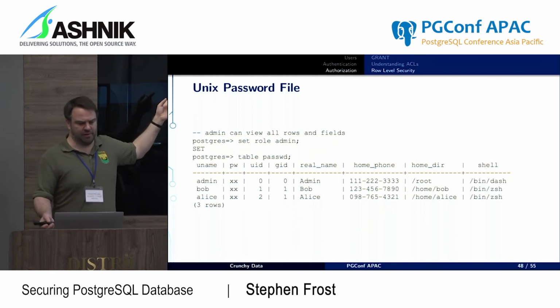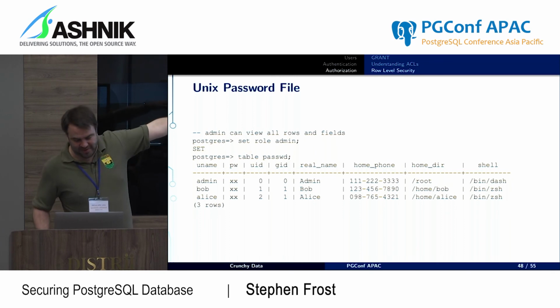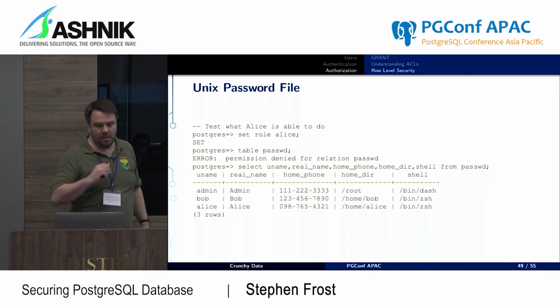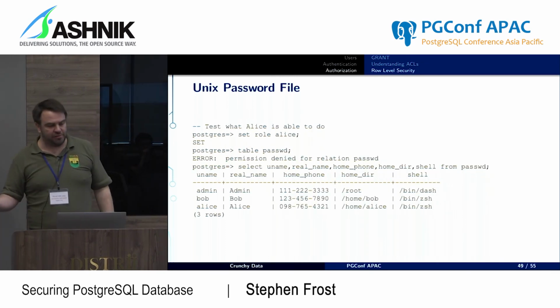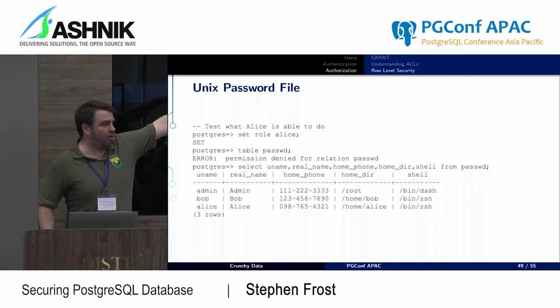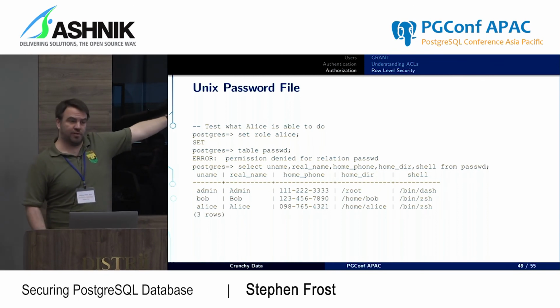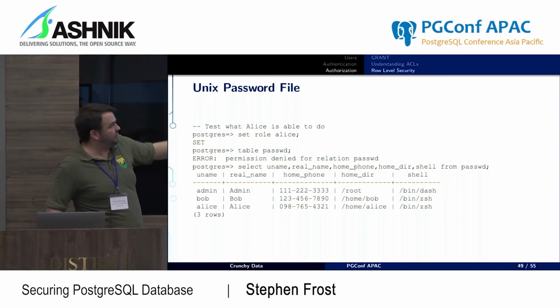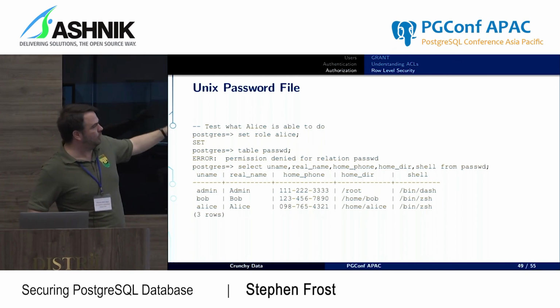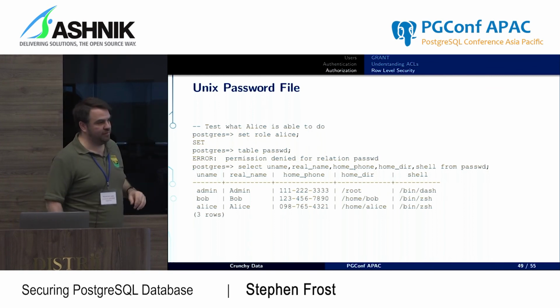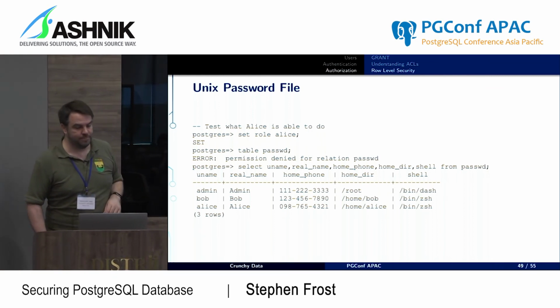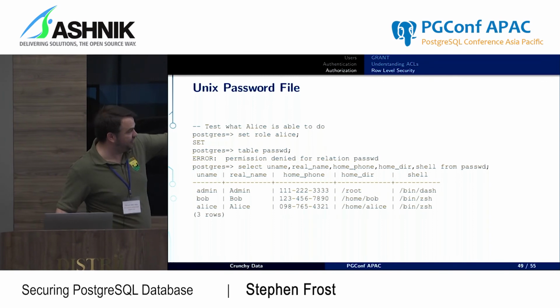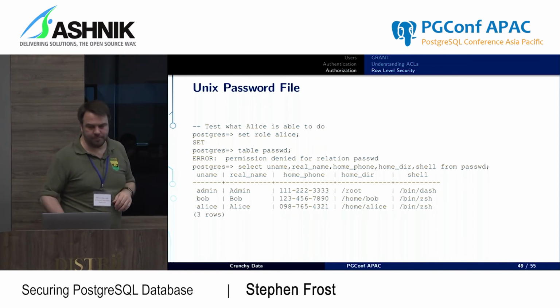So let's look at what this does, right? As an admin, I can see everything, right? If I set role to Alice, though, and I try to just look at all of the rows, I get a permission denied. That's because there are columns in there that Alice doesn't have access to. So if Alice wants to read from the table, she has to select out a specific set of columns that she does have access to. And here you can see that she does that, and she can see the public columns.